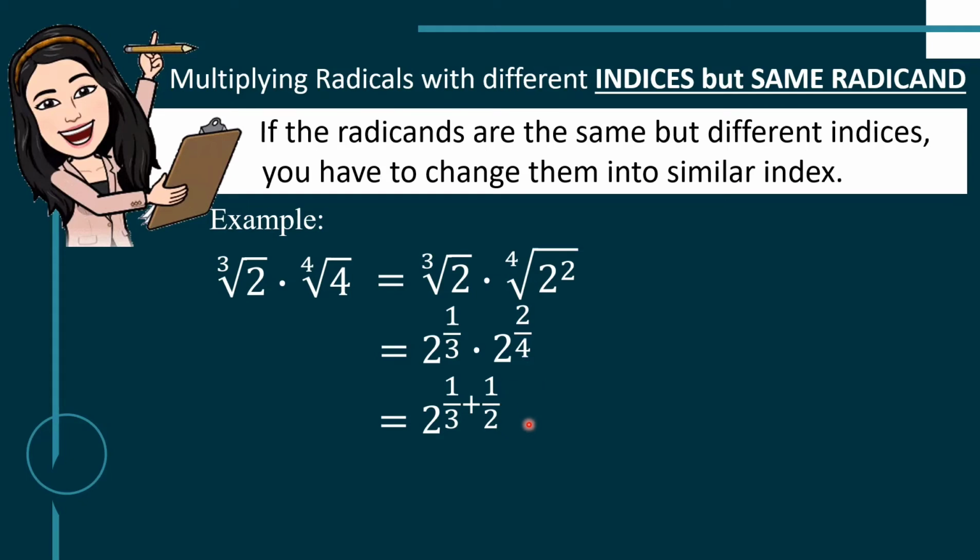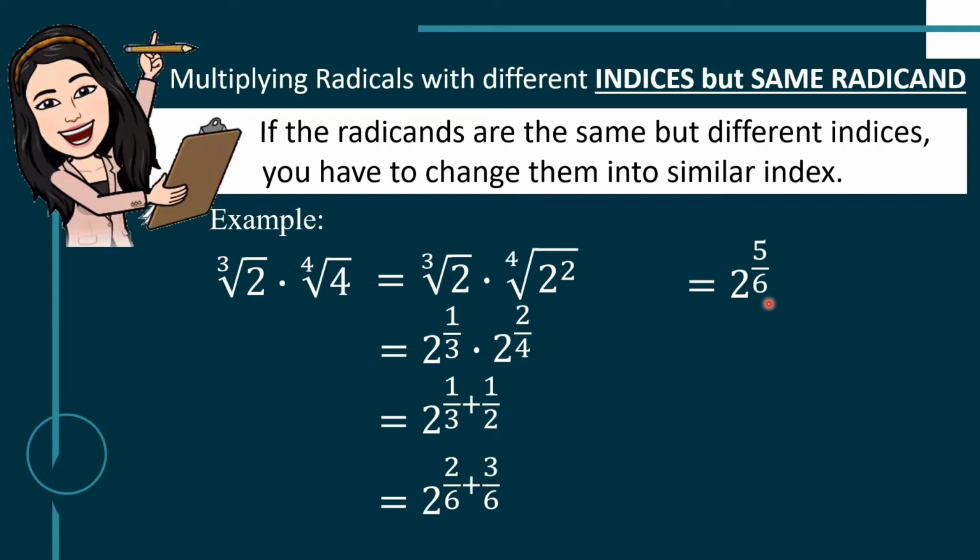Okay, so next, i-add na natin. Kaya ba natin i-add? Dissimilar fraction pa siya. Make them similar. So, papaano? Again, get the LCD. So, ang LCD niya ay 6. Now, 6 divided by 3, 2 times 1, we have 2. 6 divided by 2, 3 times 1, we have 3. Kaya po naging 2 over 6 plus 3 over 6. Pwede na natin i-add since parehas na ang kanilang denominator. What is 2 plus 3? We have 5. So, we have 2 raised to 5 over 6.